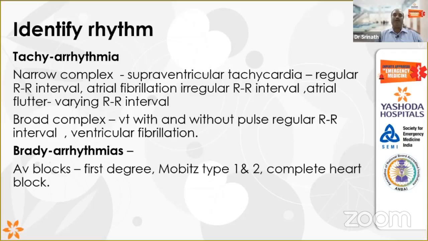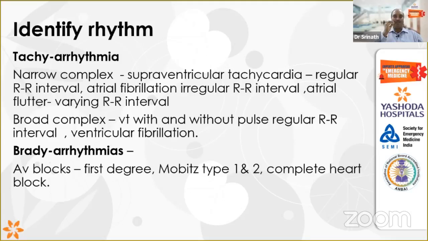QRS complexes, whenever they are broad, it is because of the ventricles and it causes ventricular tachycardia, torsades de pointes, or ventricular fibrillation. And bradyarrhythmias, AV nodal blocks are the culprit commonly, and keep in your mind first degree, second degree type 1, second degree type 2, that is your Mobitz, and the third degree, the complete heart block. So these 4 things you have to keep in your mind. Tachyarrhythmia, bradyarrhythmia. Because in your emergency, these are the arrhythmias commonly seen in your emergency department.